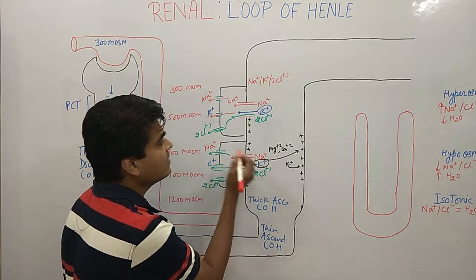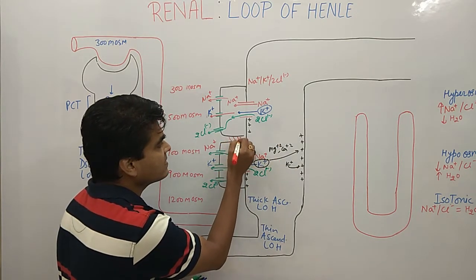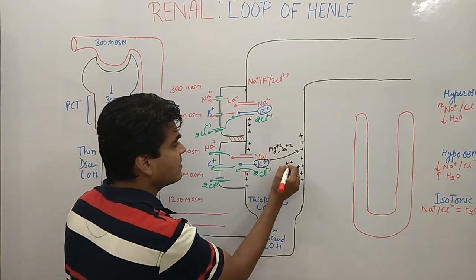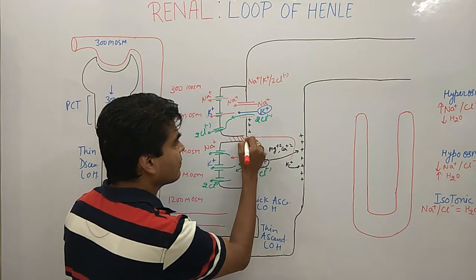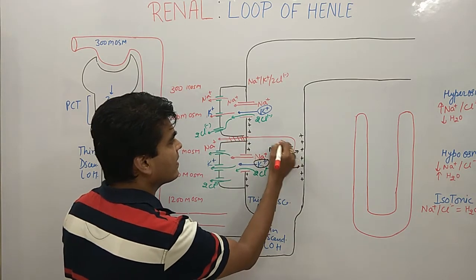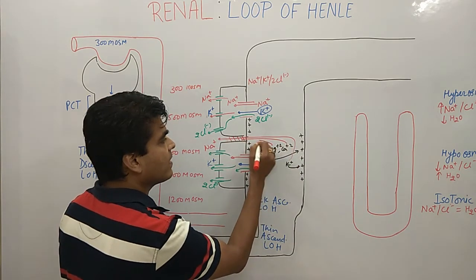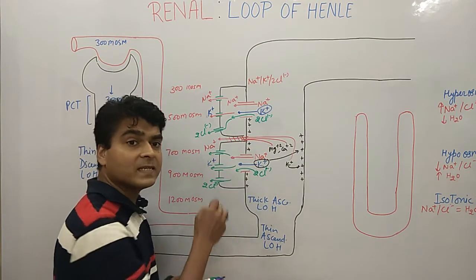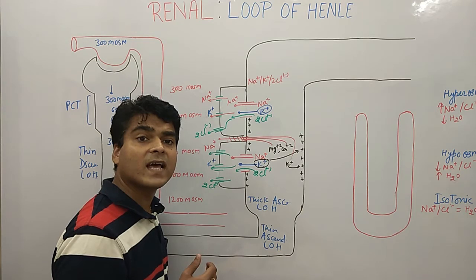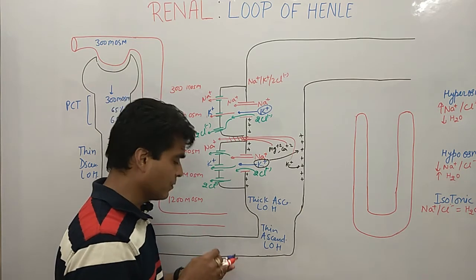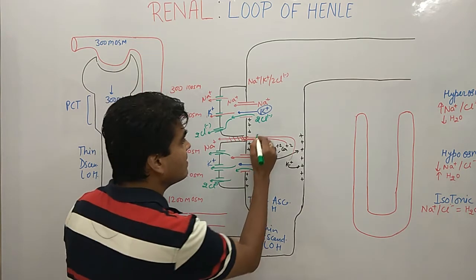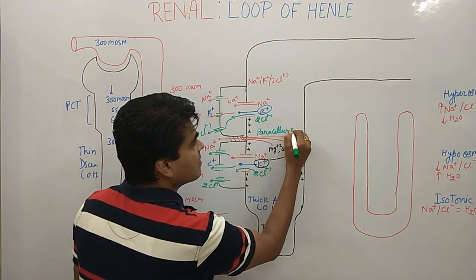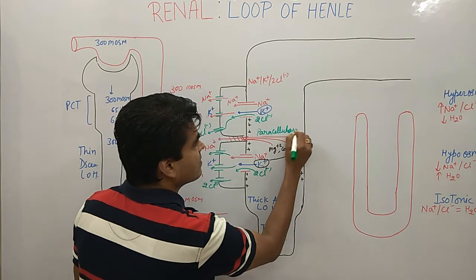Here we have a paracellular space. This is the paracellular space. So now look at here, the potassium ion is moving from this area, and again calcium and magnesium. So all these ions are moving through the paracellular space. Such a kind of transport is known as paracellular transport.